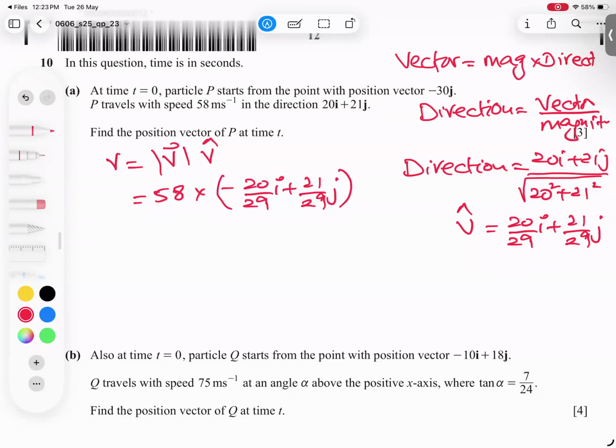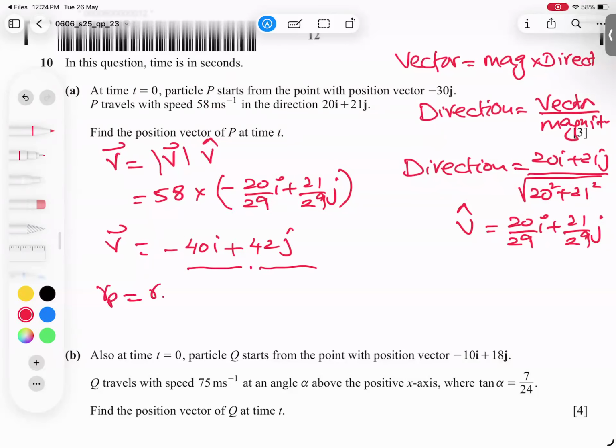Now, students, I'm going to simplify it. Okay, now check it. 58 divided by 29 gives us 2. So I got negative 40 and plus 42 j. This is the velocity I got. But he said, give me the position vector. What is the formula for that? RA, or RP, sorry, because P is the object.